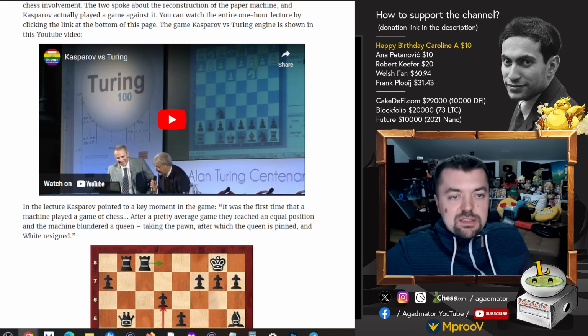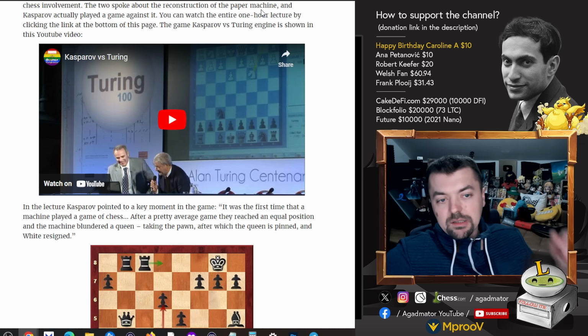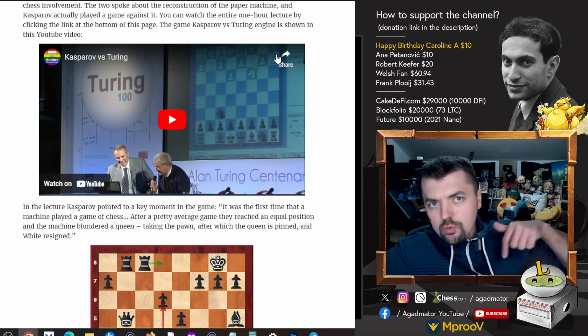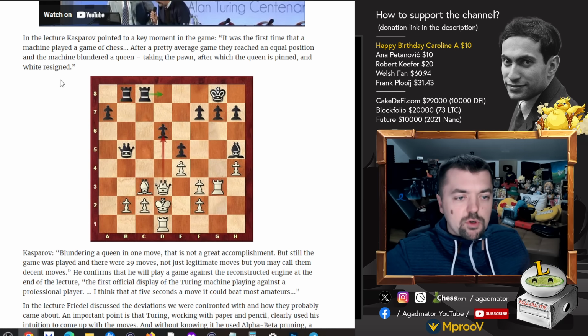And in June 2012, Friedel traveled to Manchester to attend the Alan Turing Centenary Conference. On the way, he spent June 23rd, Turing's 100th birthday, at Bletchley Park, a visit he will never forget. In Manchester, he assisted Garry Kasparov in a commemorative lecture on Turing's chess involvement. The two spoke about the reconstruction of the paper machine, and Kasparov actually played a game against it. You can watch the entire 1-hour lecture by clicking on the link in the description below. It will also be in the link that I provide if you want to check that out.